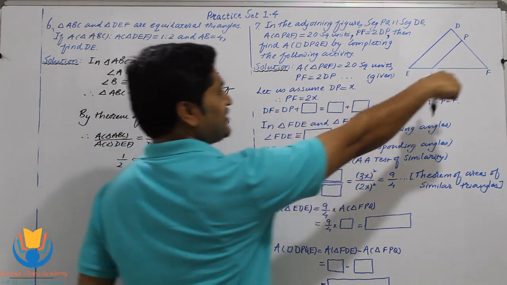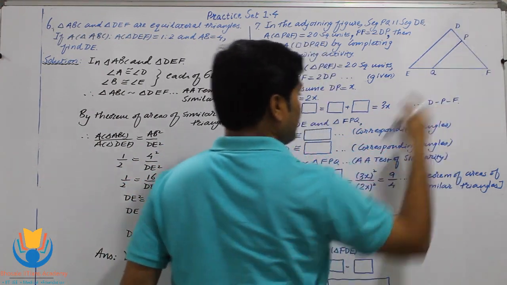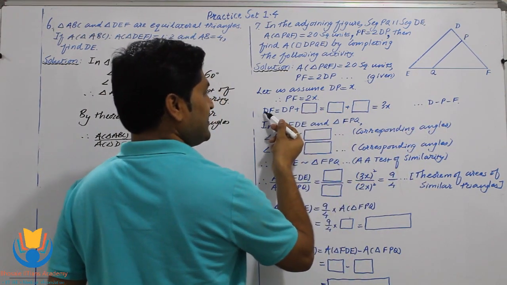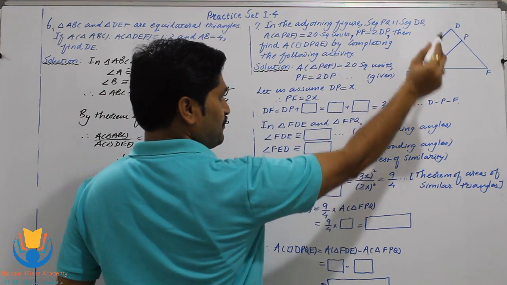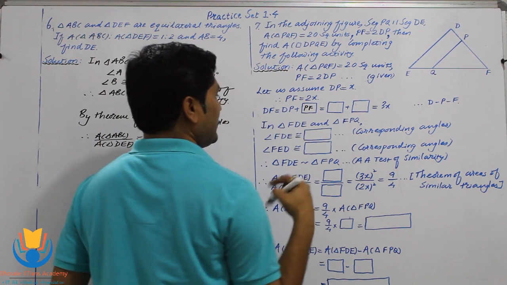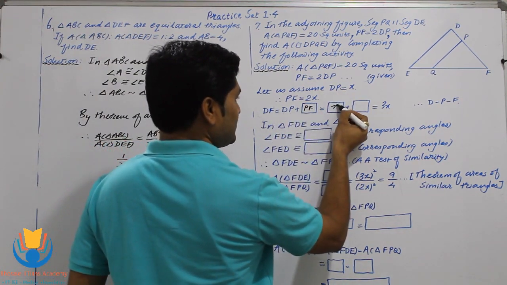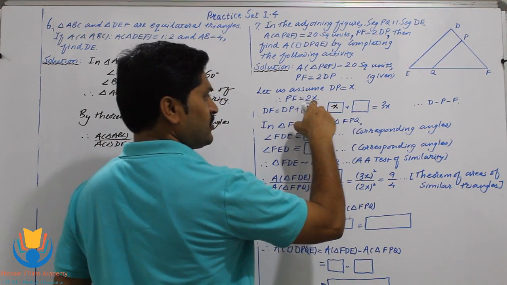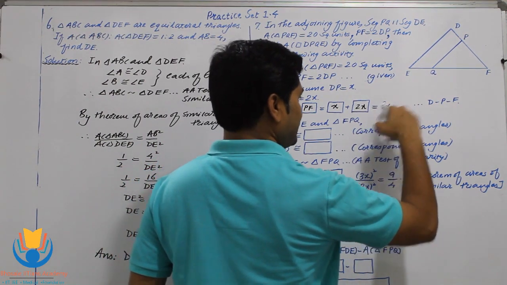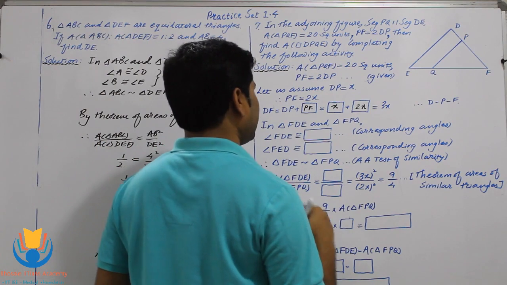As you can see in the diagram, DF is equal to DP plus PF. The reason is D-P-F, so let's fill up those blanks. DF is equal to DP plus PF. Now we substitute their values. The value of DP is x, and that of PF we just found as 2x, and x plus 2x is 3x. They already have written that. Now we have to show that these two triangles are similar.